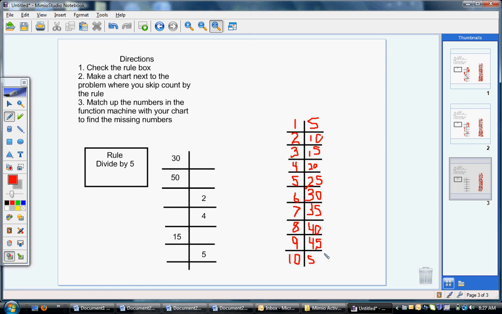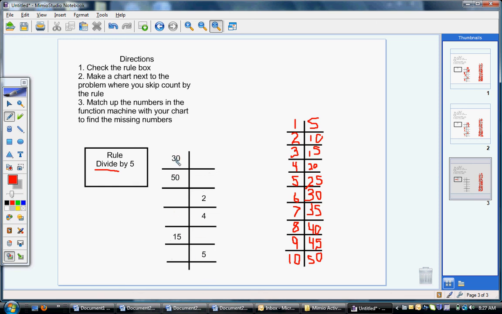It's usually a good idea to go back through this chart one more time just to double check that you didn't make any simple counting mistakes, because if you make a mistake on this chart, you're going to make a mistake on this chart as well. So I'm going to double check counting by 5s: 5, 10, 15, 20, 25, 30, 35, 40, 45, 50. Yep, I'm pretty sure that I was able to skip count correctly. Now I just match up the numbers, but remember, because this is a dividing problem, the numbers are going to be flip-flopped. So the big numbers are going to be on this side, the small numbers are on this side.